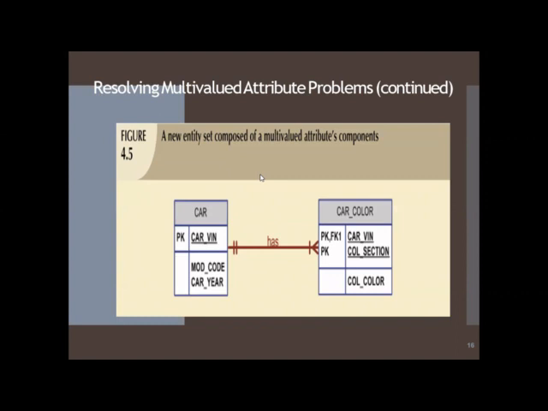In the car entity, we only have the car vehicle number as the primary key. In the car color entity, we have the car vehicle number as a foreign key, and it is also part of the primary key in the car color entity together with the column section.